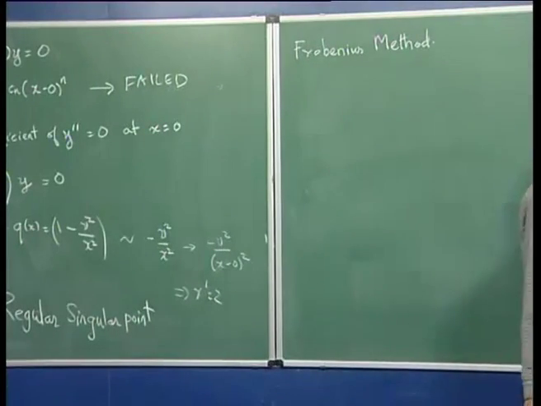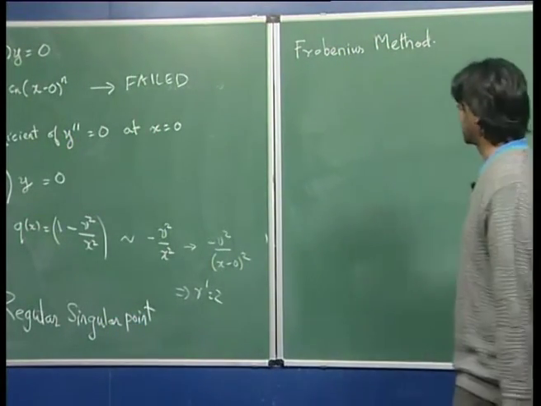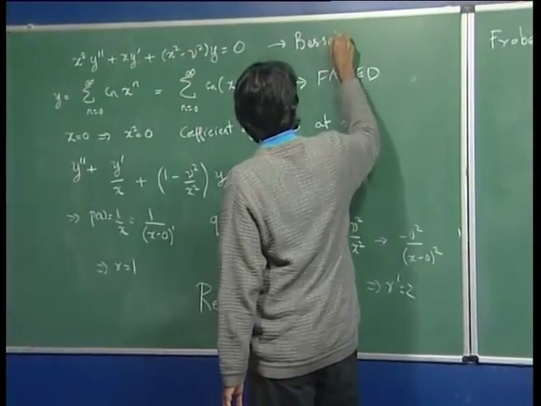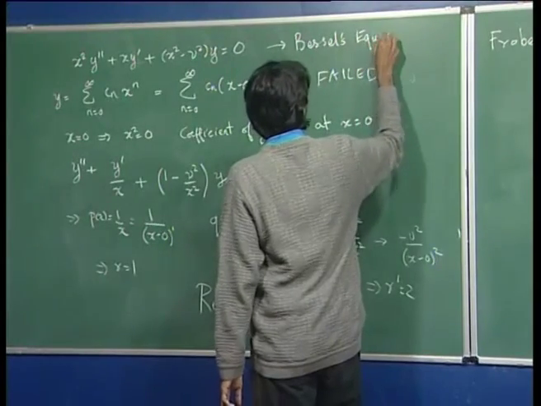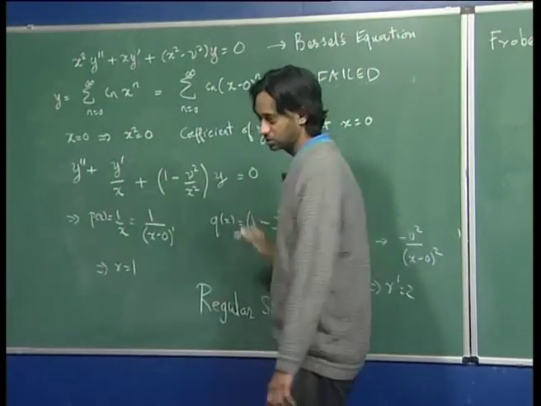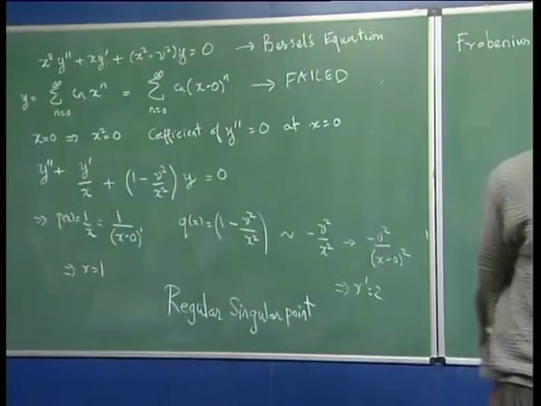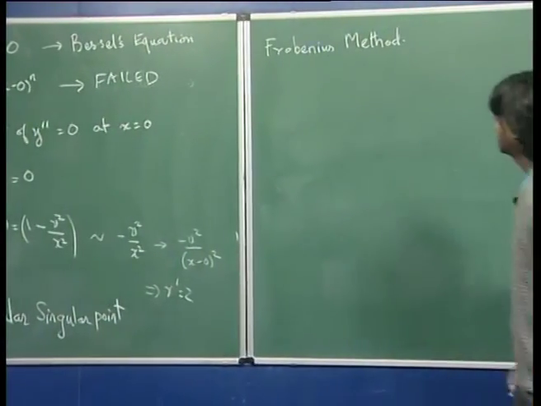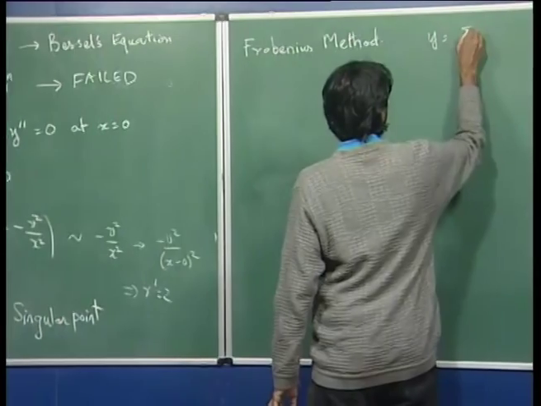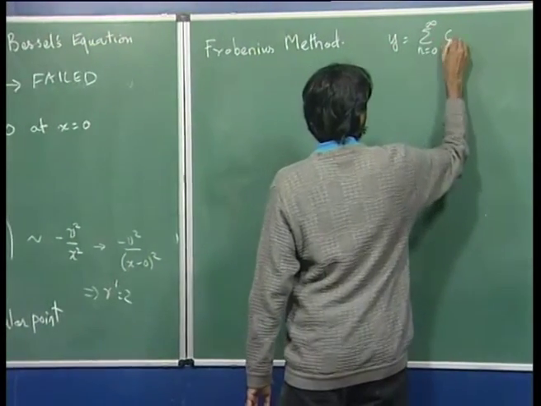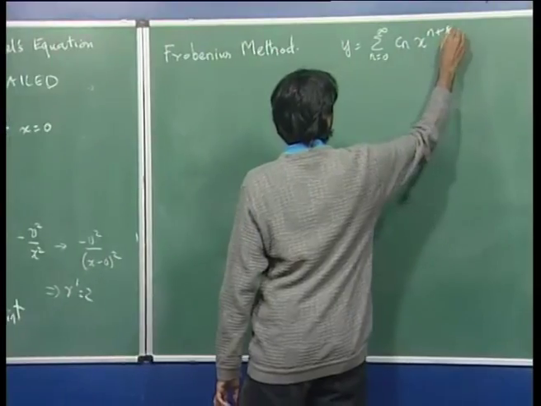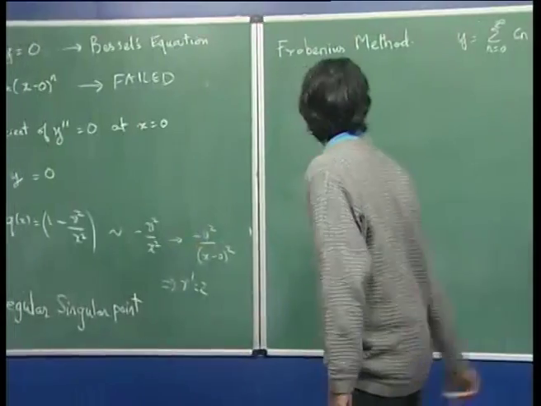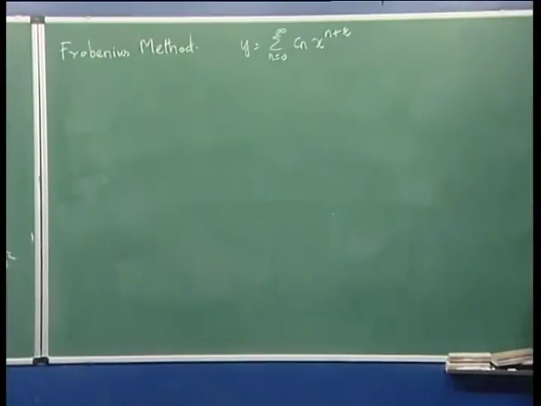What we will do is apply the Frobenius method and try to solve that differential equation. This differential equation is called Bessel's equation, and it is one of the most famous equations in applied mathematics. So in the Frobenius method, you say y equals the sum over n of C n x raised to n plus r. Again, this r should not be confused with the r there.